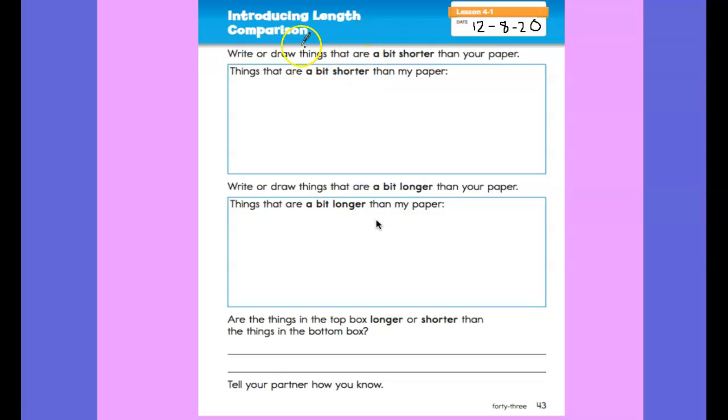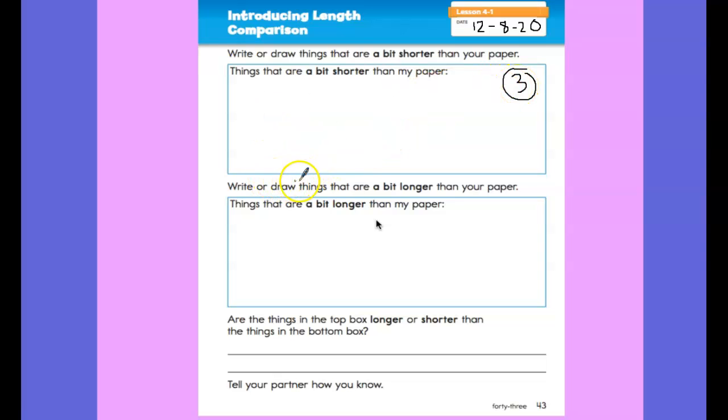Okay. And it says write or draw things that are a bit shorter than your paper. Okay. So I want you to think of at least 3 things that are shorter than your paper. So if I have my paper, like for example, I know that my pencil happens to be shorter than my paper. So that would be one thing I could draw or write. You need to have 3 things.